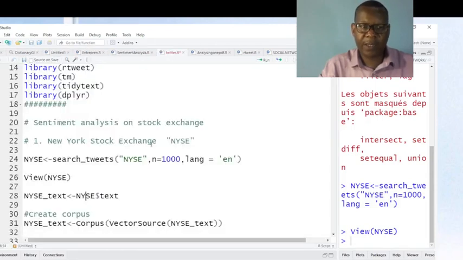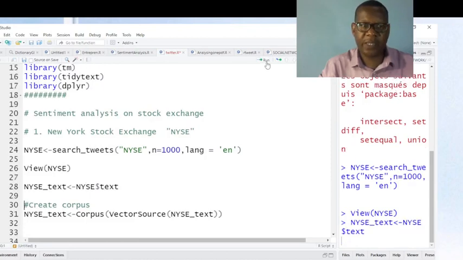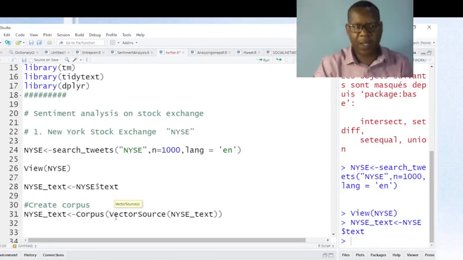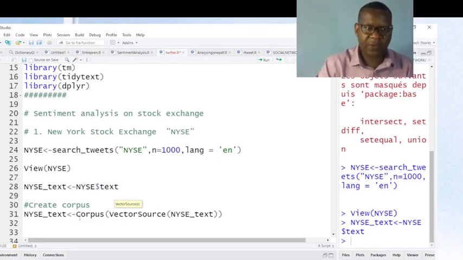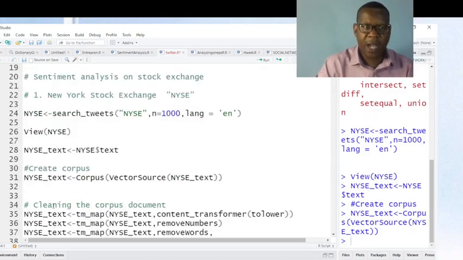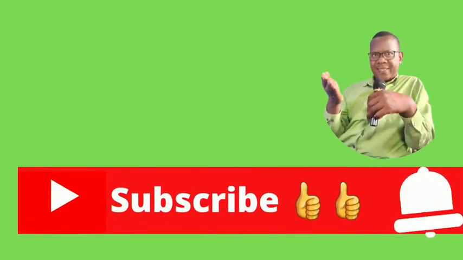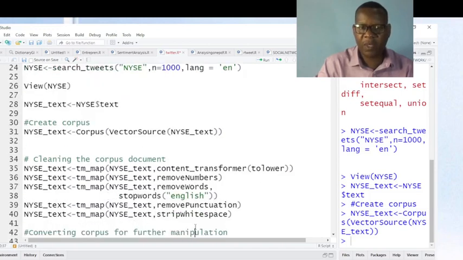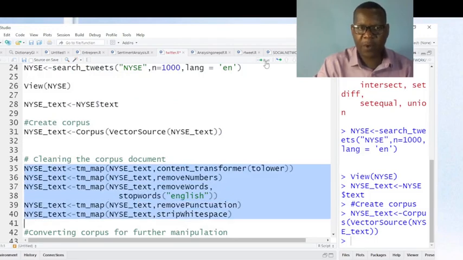Let's collect text only, because as you have seen, there is so much information that you can get, and this is to transform our text into corpus. Let's run these commands. Now I'm going to clean the corpus by changing letters to lower case, removing numbers, removing stopwords, removing punctuations, and removing whitespace. I run this command. This is corpus screening.